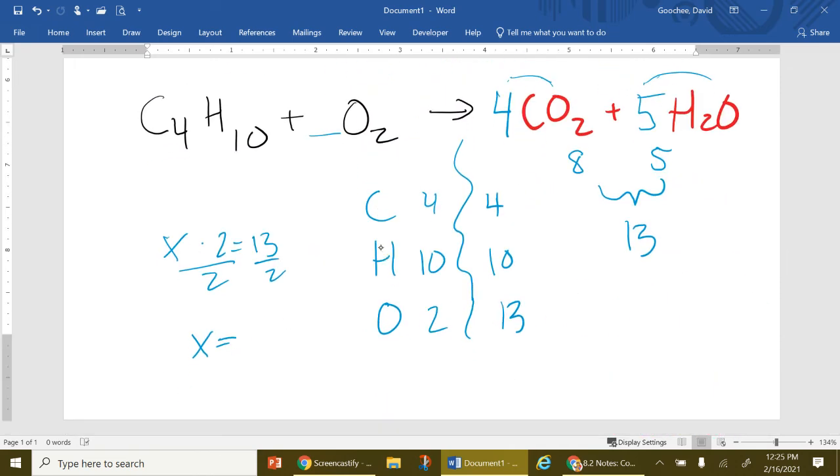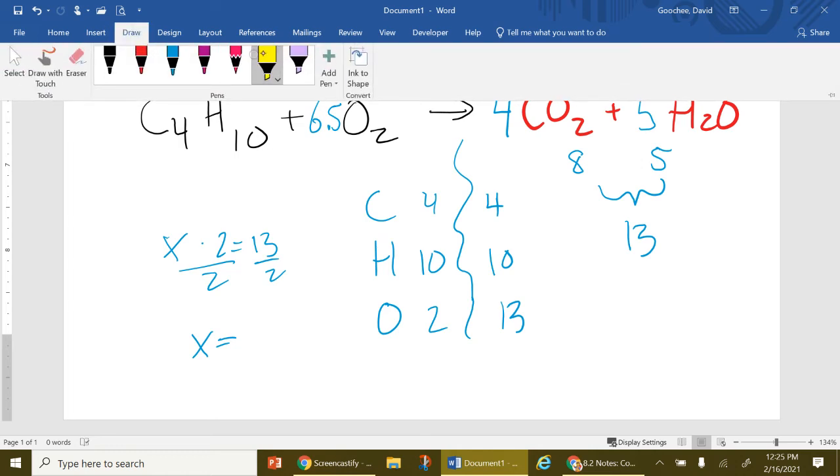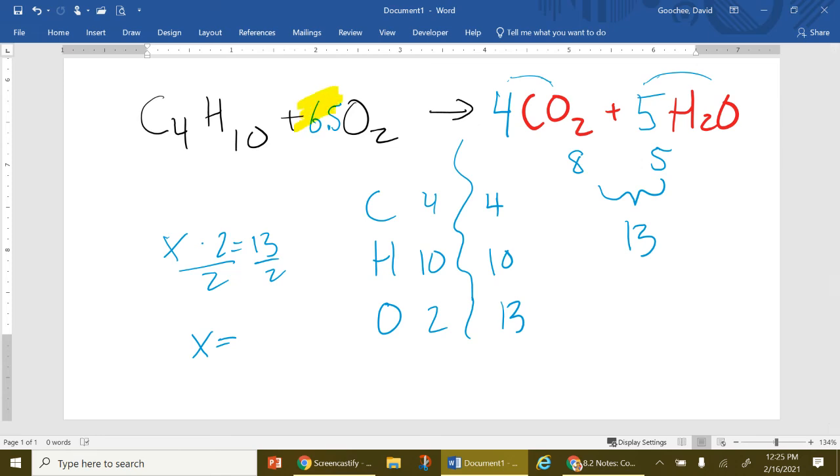All right, so the number that would make this work is if we had 6.5 oxygens there. But here's the problem. Coefficients have to be whole numbers, you might recall. They cannot be decimals. They cannot be fractions. It has to be a whole number ratio. So what would we do here? How would we change this?